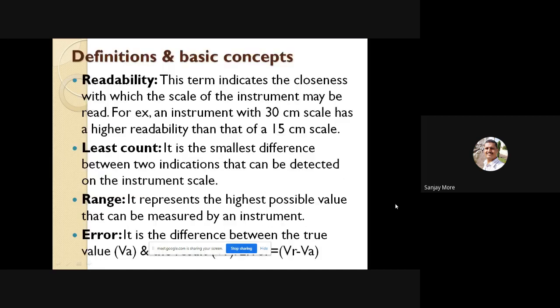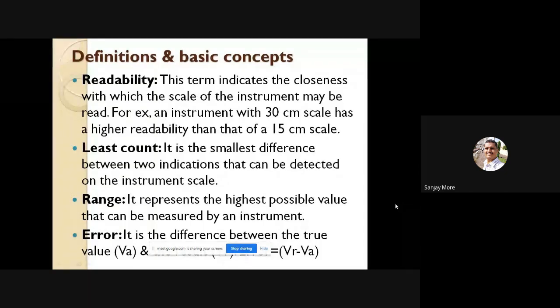Also the basic concept and definition of this point. First is readability. These terms indicate the closeness with which the scale of the instrument may be read. For example, an instrument with a 30 centimeter scale has a higher readability than that of a 50 centimeter scale.